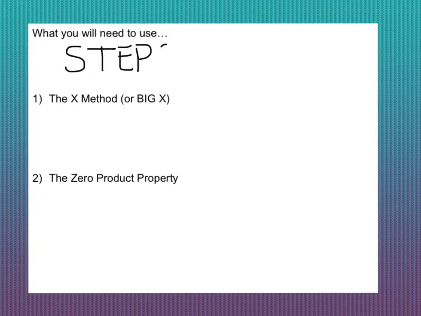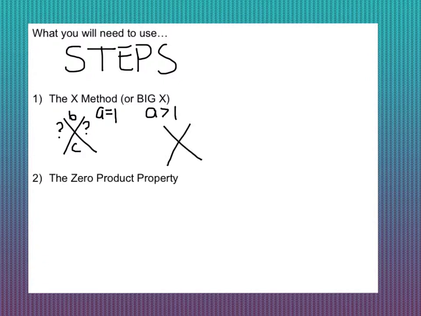The first step is you're going to use the X method or the big X method. So I just want to remind you that if A is equal to 1, you'll use the X method and B will go up top. Your C term goes in the bottom and then you look for your two factors. And if A is greater than 1, you'll use the big X method, and for the big X, B goes up top, but AC goes in the bottom. We have our two factors, and remember we're supposed to divide them by A and then put them in the factored form.